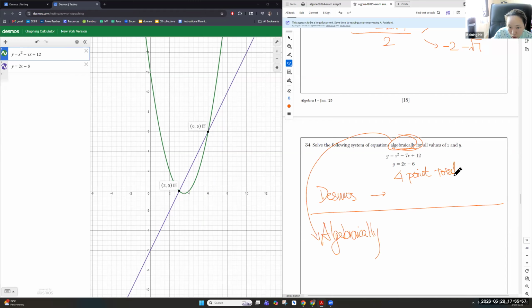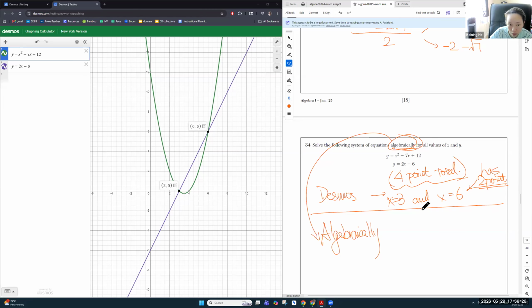But if you did not show anything and you say that you used a graphing calculator, and you have x equals 3 and x equals 6, but once again, x coordinates only, then you get 2 points in here. Once again, in the Regents, you're trying to just get as many points as possible, so you already own 2 points. But sad thing, there's 4 in total.